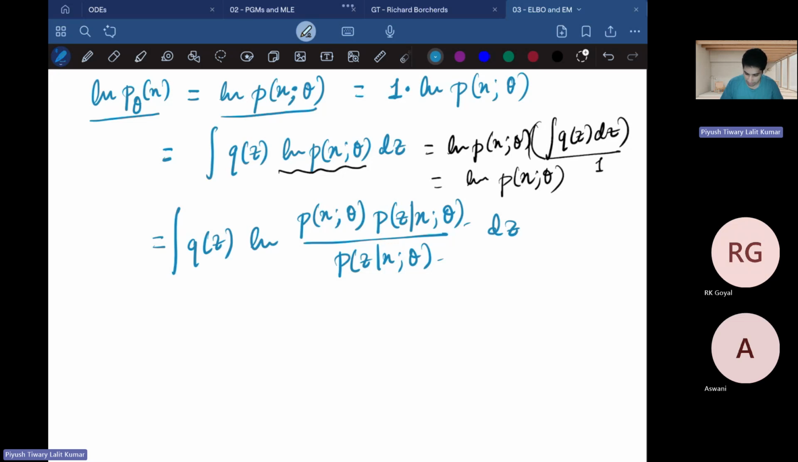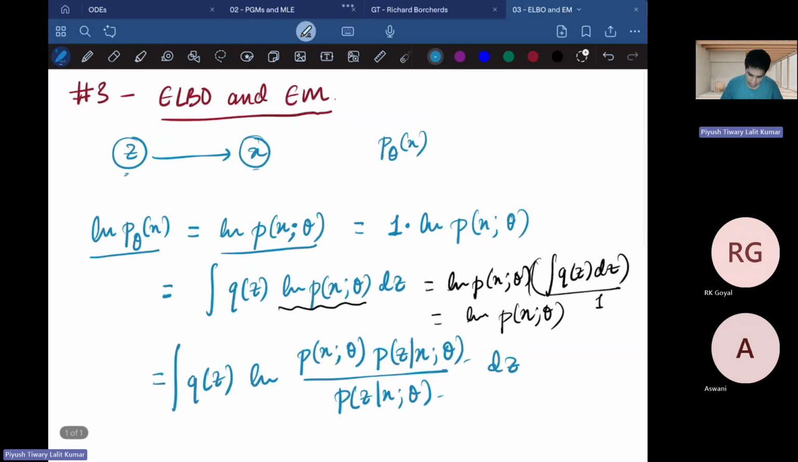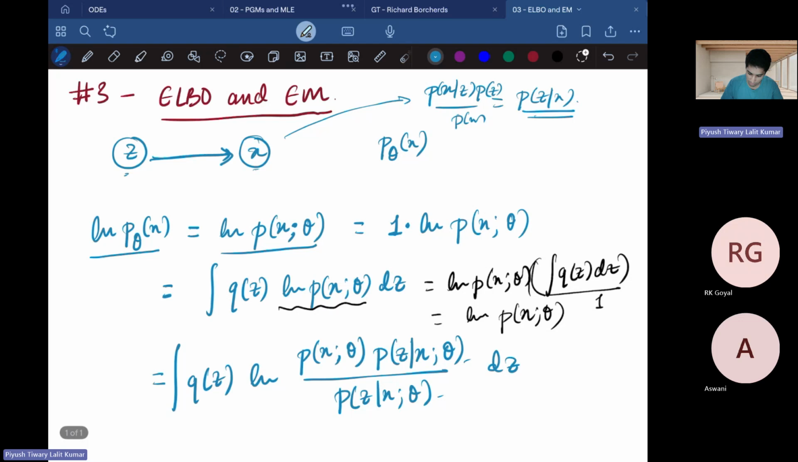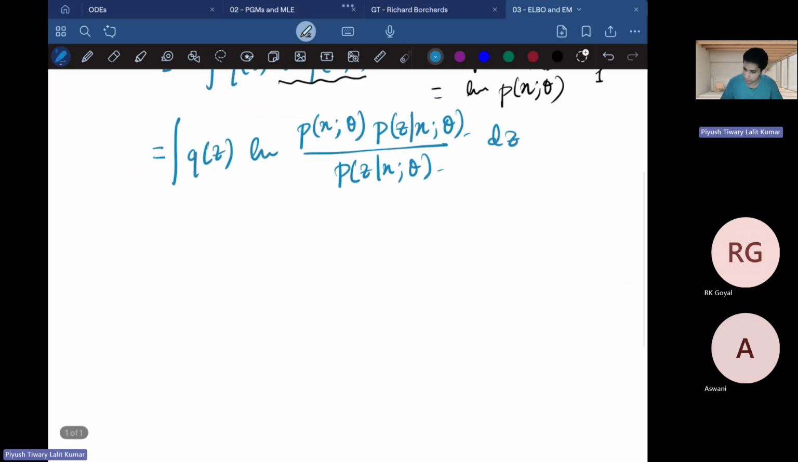This was your PGM. What you want is basically p of x given z. You can think of p of z given x as this thing into p of z upon p of x. This is what you call the posterior distribution. The direction goes from z to x, but you would like to infer the value of z given x. It's like a posterior distribution, if you want to think of it like that. Nonetheless, we are just multiplying and dividing by p of z given x.